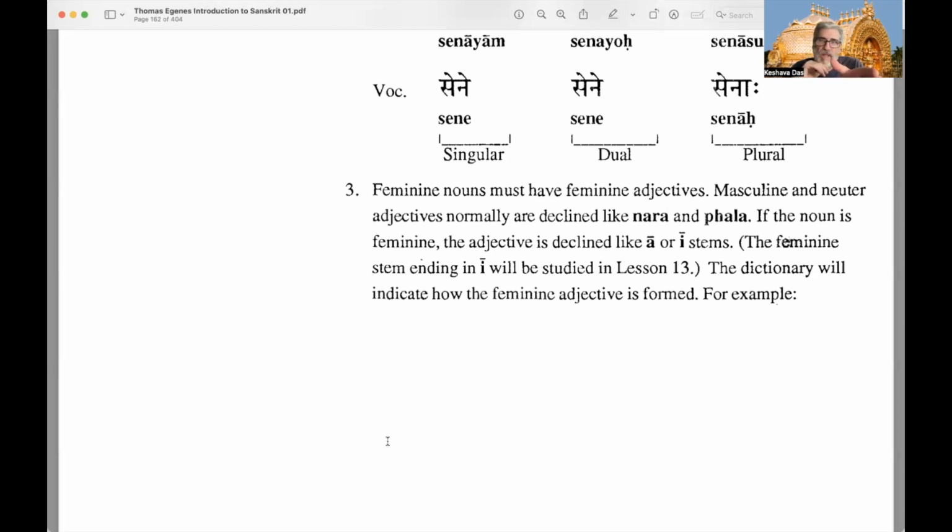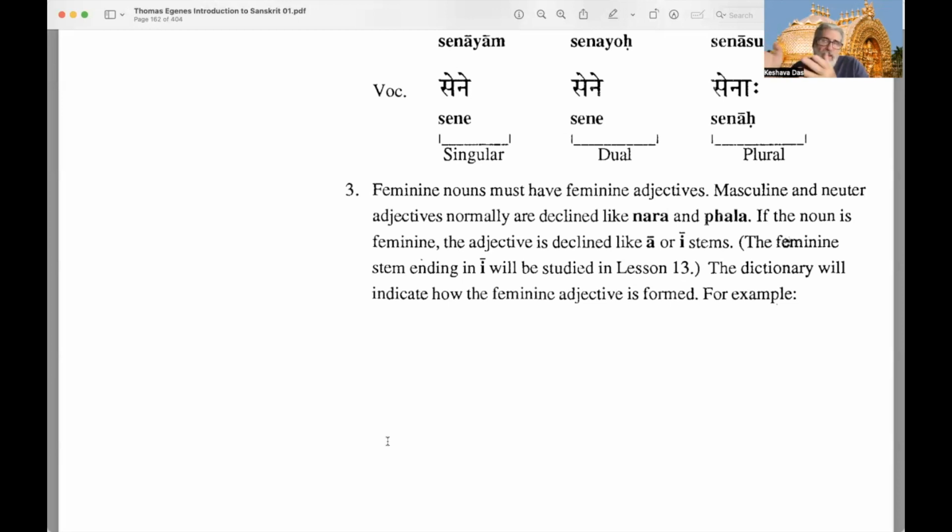Now, if your adjective is describing a feminine noun, it doesn't matter whether the feminine noun ends in long A or I or whatever it is. If the noun is feminine, the adjective is declined like long A or long I stems. Now, we haven't learned long I feminines yet, like Lakshmi or something like that. So we're learning long A now. So he says it could be declined like long A or long I, depending on the noun.